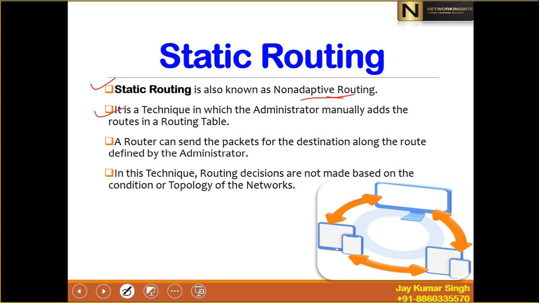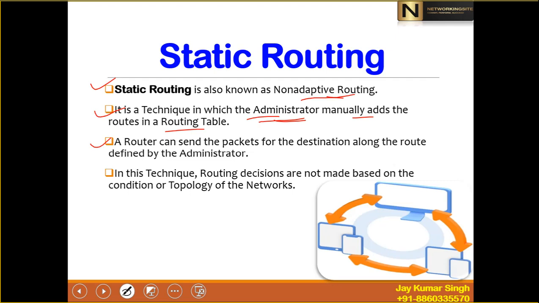It is a technique in which the administrator manually adds the routes in the routing table. That is the map we have checked in the router with the command show ip route. Normally, dynamic routing protocols build that routing table automatically. But with static routing, the administrator has to configure it manually. Yes, we'll see that.